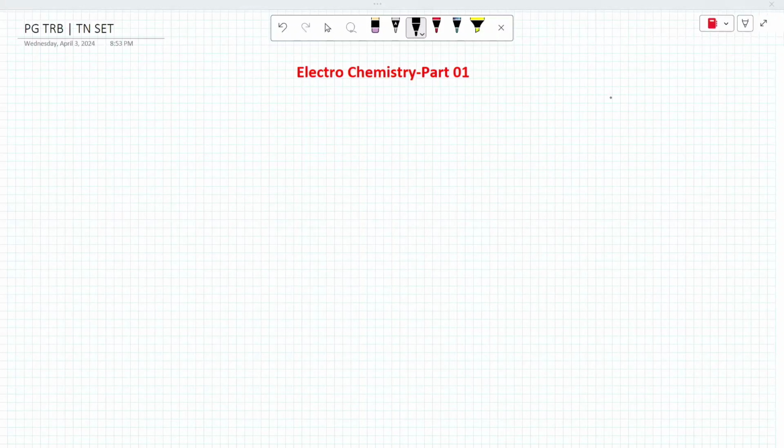And today we are going to discuss a very important lesson in physical chemistry, that is electrochemistry. In any exam, even the CSIR exam, GATE exam, PGTRB and TNTET exam, we can expect a minimum of 2 questions and a maximum of 3 questions, because these are big topics and also very important topics. Let's start from the basics.